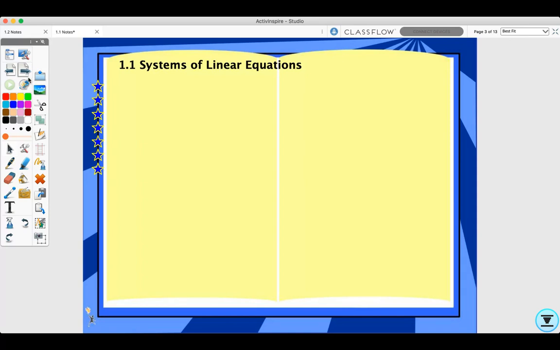Today we're going to do section 1.1, Systems of Linear Equations. A linear equation is in the form of a1x1 plus a2x2 plus all the way to anxn equals b. So our x's are our unknowns.